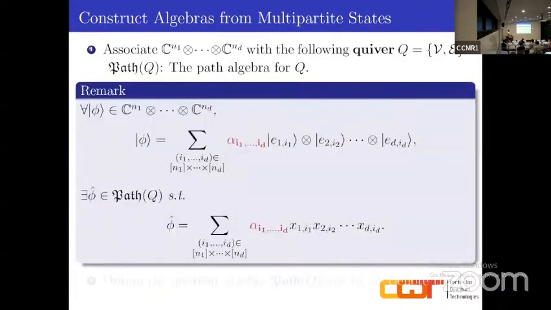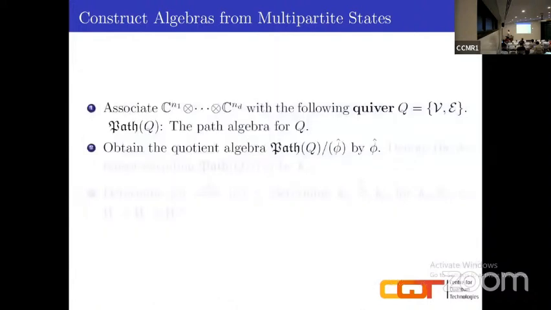And now we can have the observation that for all the quantum states in this vector space, we can always map it to a length d path in this quiver by applying the same probability amplitude. And so after we have our path phi hat, we can use it to obtain the quotient path algebra by phi hat. And we denote the three tensor that encodes this quotient algebra as A sub phi.